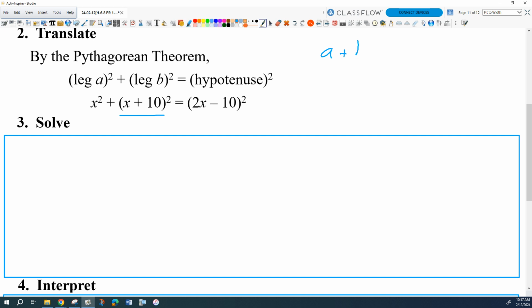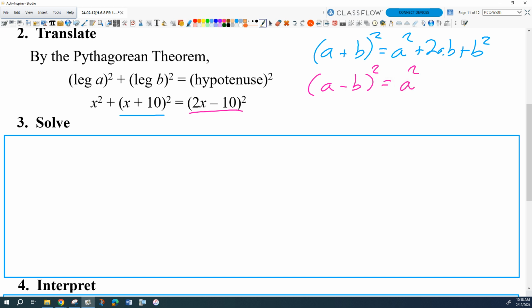Okay, you're doing what pattern though? You're doing the a plus b squared pattern, right? And what is the answer to that? A squared plus 2ab plus b squared, good. And if we do this, what's the pattern there going to be? A minus b squared, which is really the same pattern, but what's that give us? A squared minus 2ab plus b squared. Good. So those are the patterns we're using.